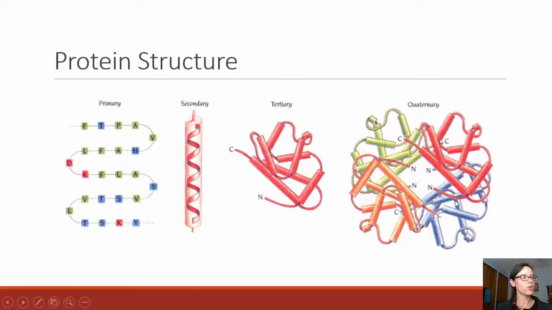And then when 2 or more polypeptide chains have bonding between them, such as hydrogen bonding or electrostatic attractions, then they also have interactions, and we get the combination of more than one protein strand, and that's a quaternary structure, such as hemoglobin.